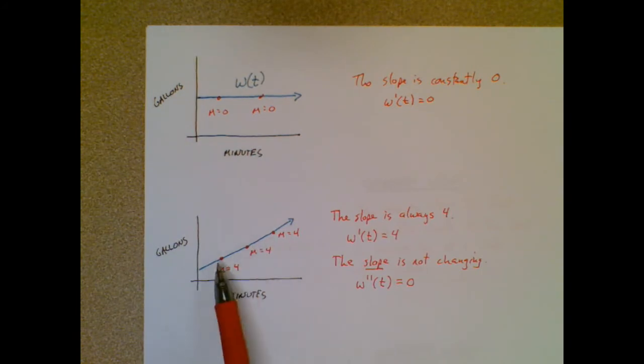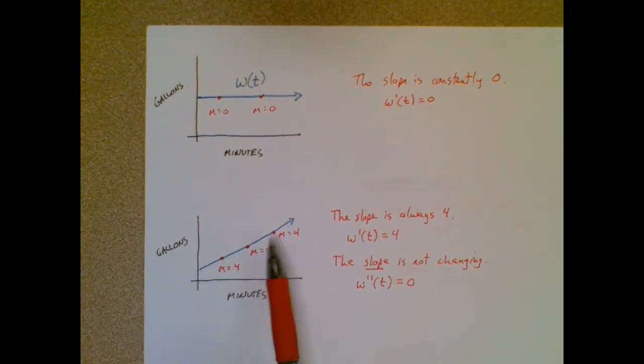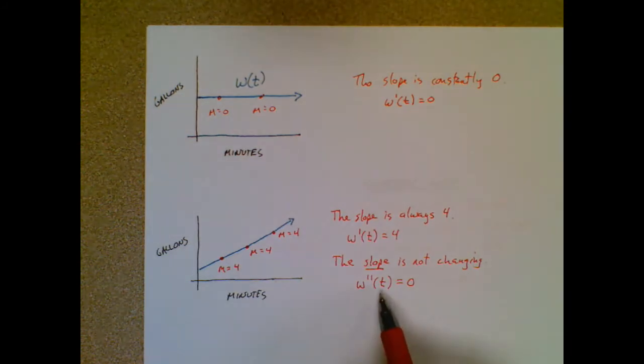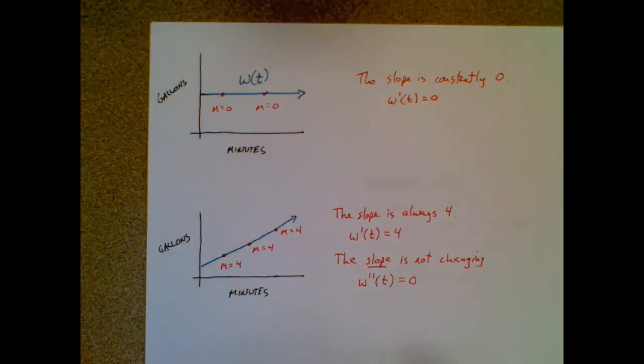If this slope is always 4, then the slope is not changing. Or in other words, the derivative is not changing. So the derivative always being 4 means that the derivative itself does not have a rate of change. The derivative is not changing. So the second derivative is the derivative of the first derivative, and since it's not changing, the first derivative is constantly 4, the second derivative is 0.